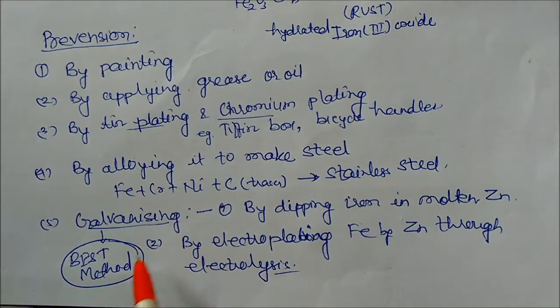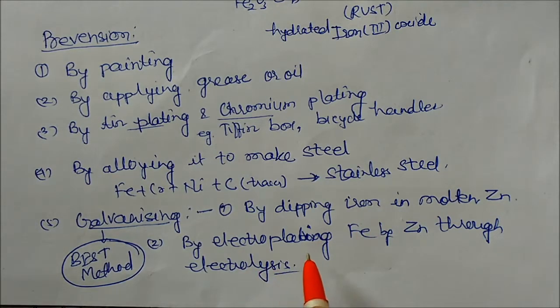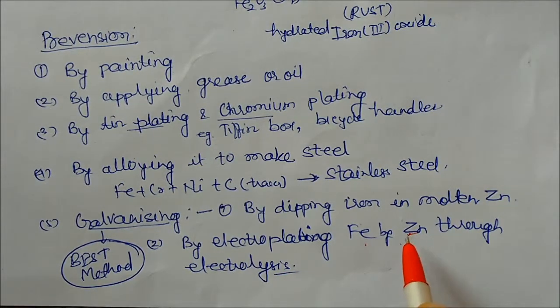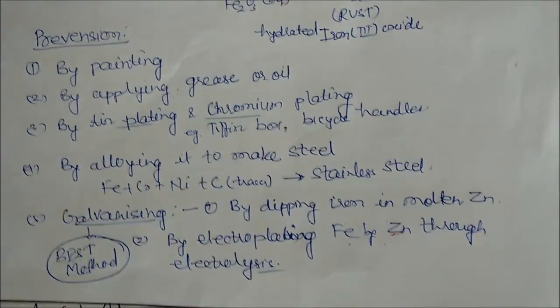Another best method is galvanizing. In this method, we dip the iron in molten zinc, and a zinc layer is deposited over the surface of the iron. One more method is electroplating of iron by zinc through electrolysis, in which zinc is deposited over the surface of the iron at the atomic level. If you put a scratch on this galvanized iron, the iron still cannot be wasted, because zinc is more reactive than iron. Oxygen first reacts with the zinc, so the iron inside the zinc layer is protected. This is the best method for the prevention of corrosion of iron.